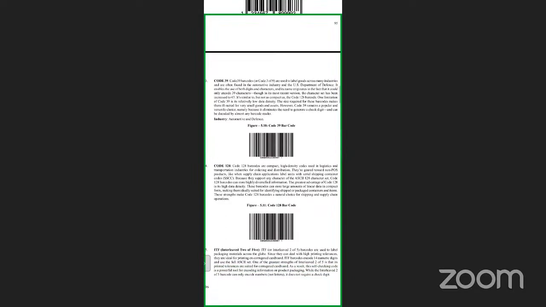Next is Code 128, which is written in ASCII. It is supported by ASCII only.